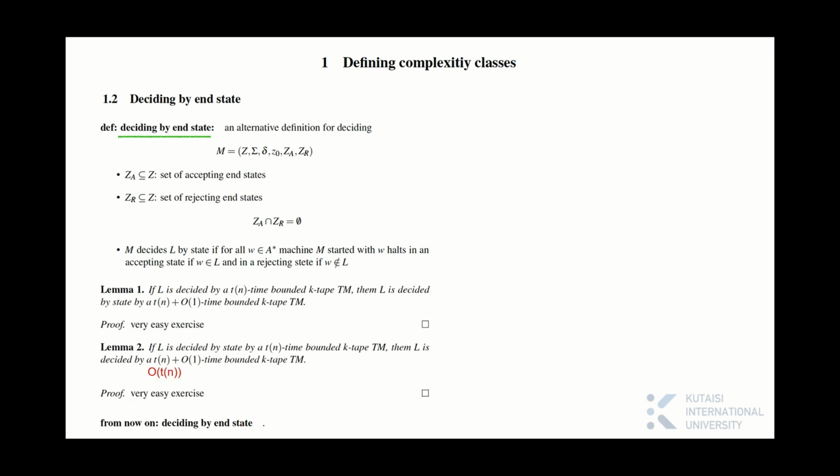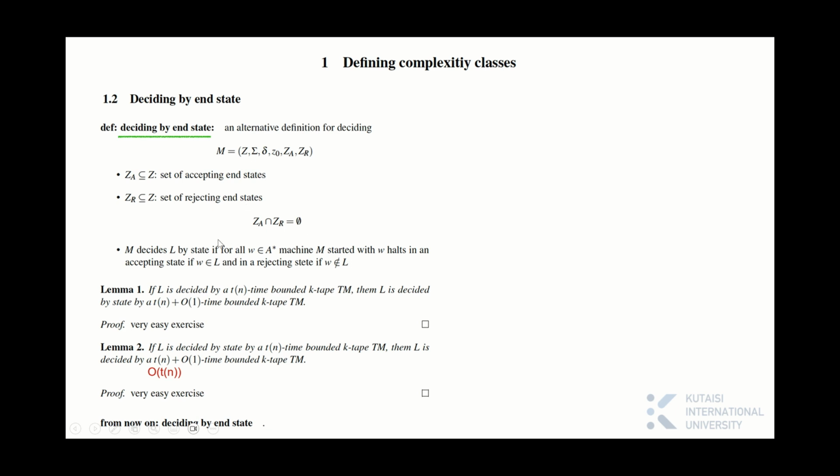There are now two very easy exercises which I will ask, and I want you to solve them. Let's say L is decided by a T(n) time-bounded k-tape Turing machine in the old definition. Then the language is decided by a T(n) plus some constant time-bounded Turing machine according to the new definition.